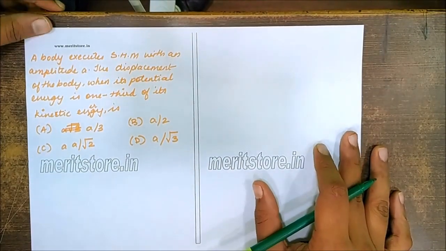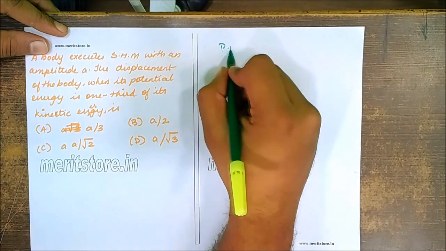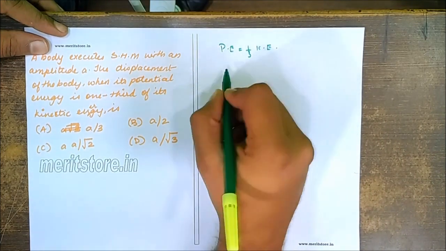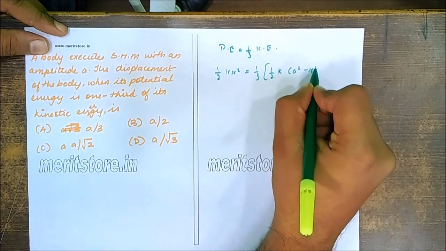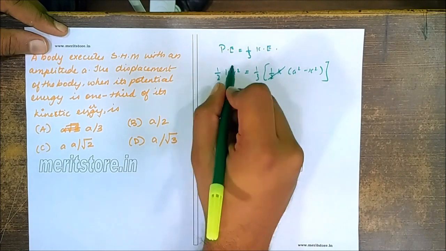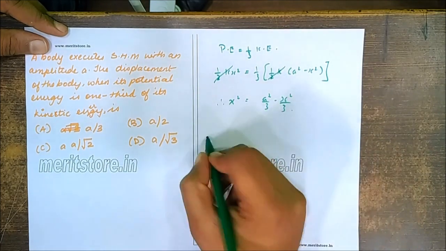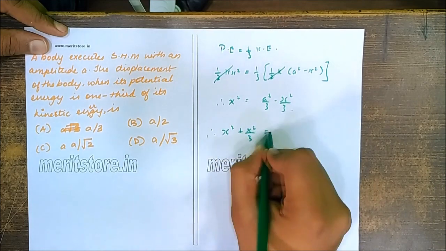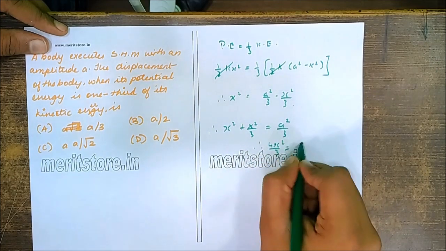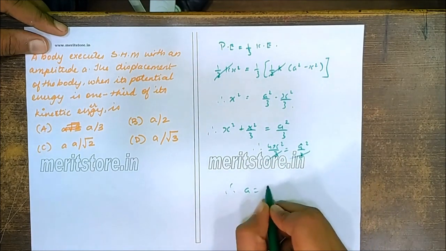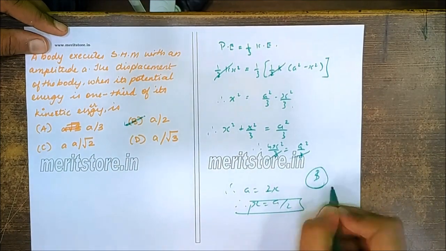The next question, a body executes SHM with an amplitude A. The displacement of the body when its potential energy is 1/3 of its kinetic energy. Okay, potential energy is equal to 1/3 of kinetic energy. That means half k x square is equal to 1/3 of half k (A square minus x square). Half k will get cancelled. I'll get x square is equal to A square by 3 minus x square by 3. So x square plus x square by 3 is equal to A square by 3. 3 plus 1 is 4, that is 4x square by 3 is equal to A square by 3. 3 and 3 will get cancelled. A is equal to 2x, therefore x is equal to A upon 2. Option B.